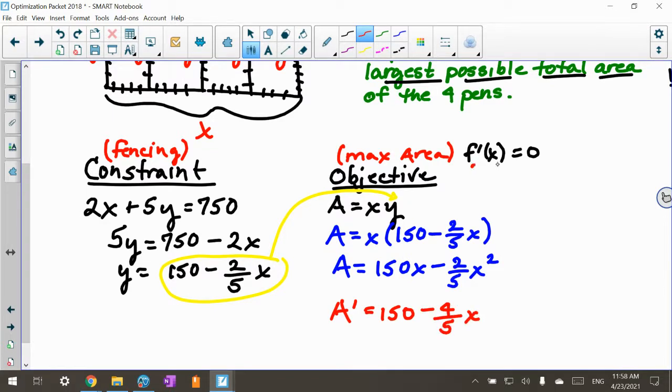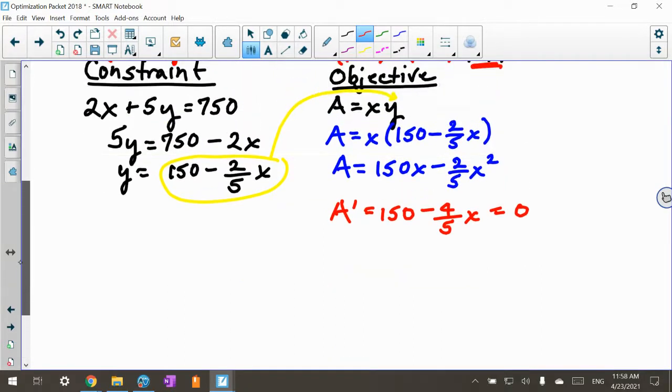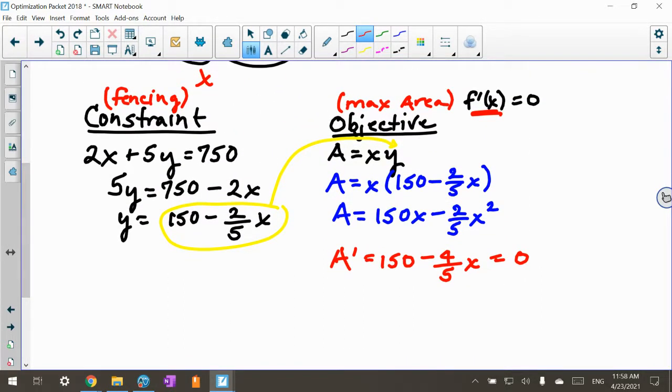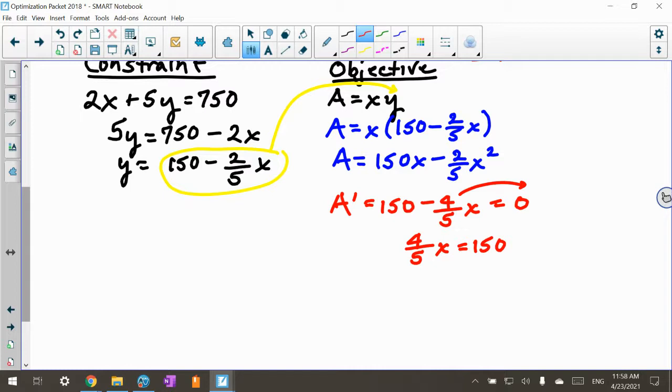Okay, now that's my F prime. Now I'm going to put it equal to 0 and solve for x. This will tell us the x that will give us a maximum area, because we're comparing the x and the area. So I have 4/5 x, I just moved this over to this side, equals 150. You can divide by 4/5 or multiply by 5/4. And when you do, x comes out to be 187.5, and it's feet. We're talking feet.